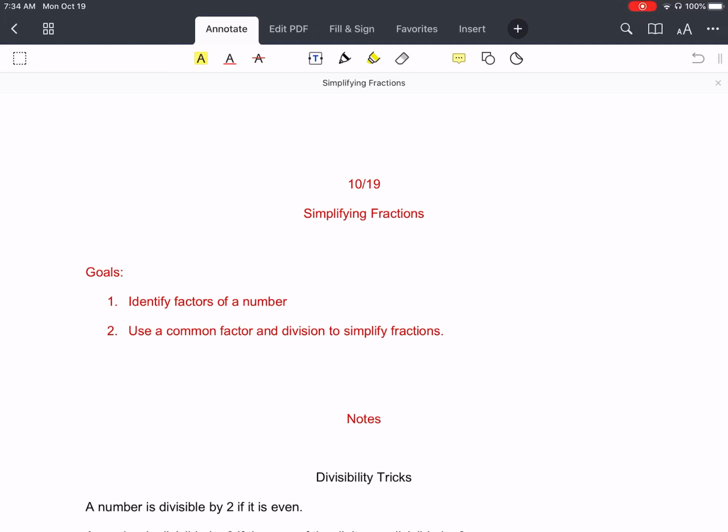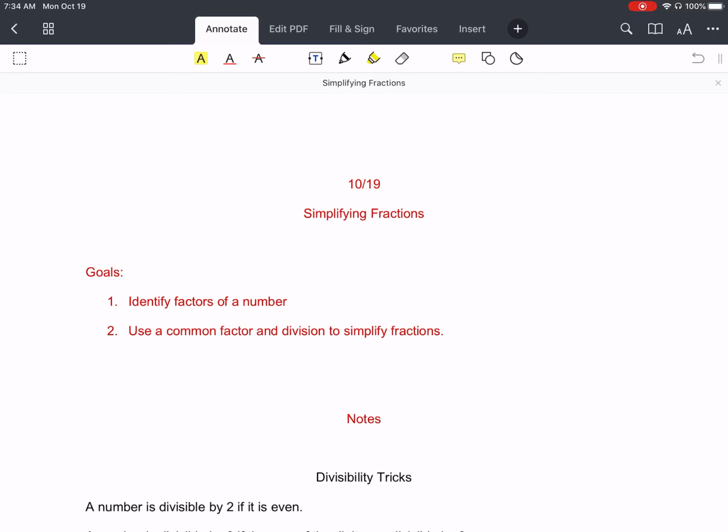So remember to copy down the notes that are in red. Notes that are in black are optional. So our two goals are to identify factors of a number, and then goal number 2, use a common factor and division to simplify fractions.